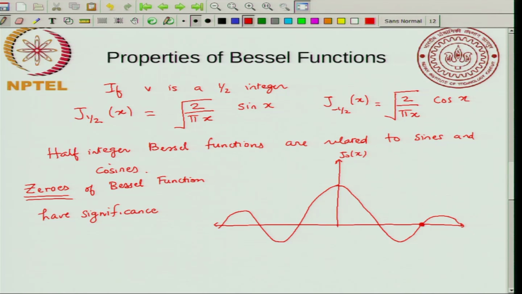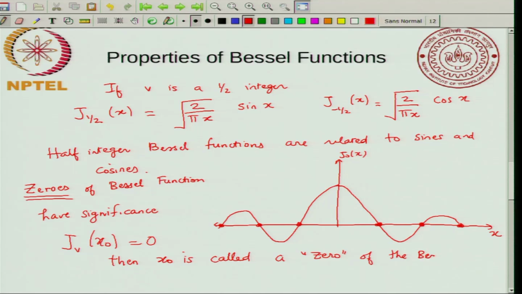And these are the points where the function crosses 0. So, these are what you mean by the zeros of the Bessel functions. So, these values of x, at the 0 of x, so Jv of x0 equal to 0, then x0 is called a zero of the Bessel function, and these actually turn out to be very important in a lot of applications.